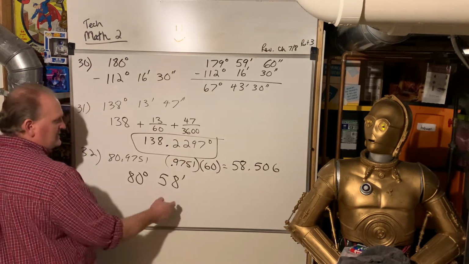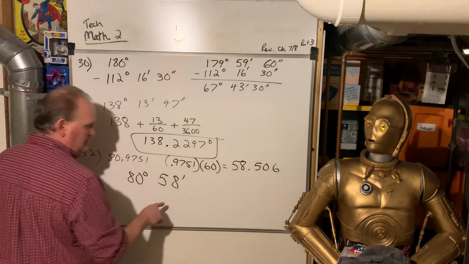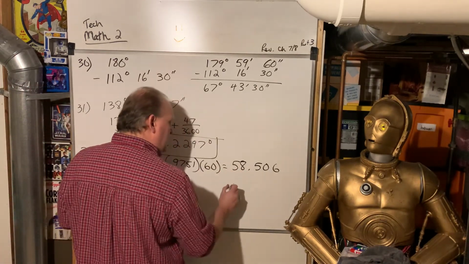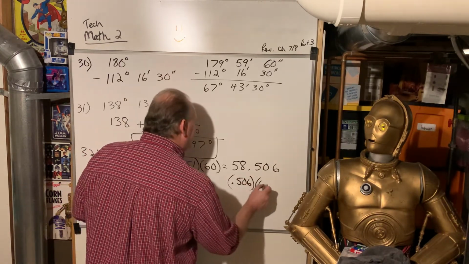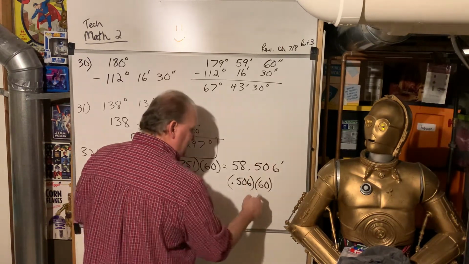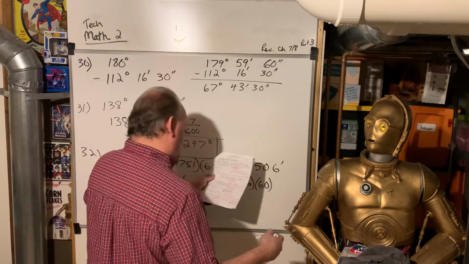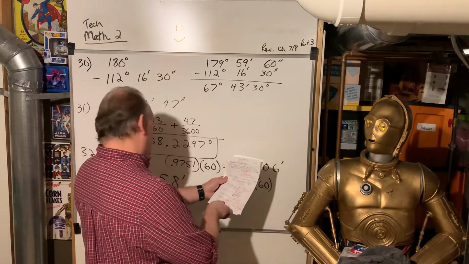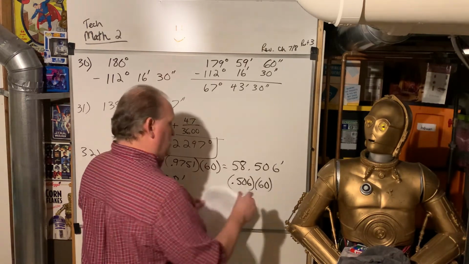All right, which makes sense. I was close to a degree, right? Almost 81 degrees. So 58 minutes, that's pretty close. Now you subtract off that 58, you take the 0.506, but you multiply it by 60, because this is minutes now, and we're going from minutes to seconds. So you multiply by 60, and that gives you about 30, right? 30.36.